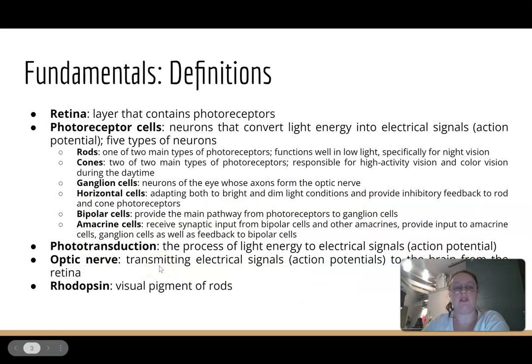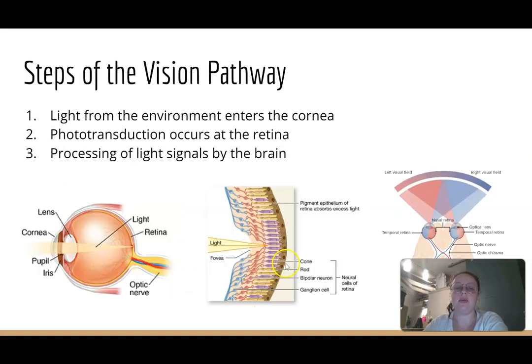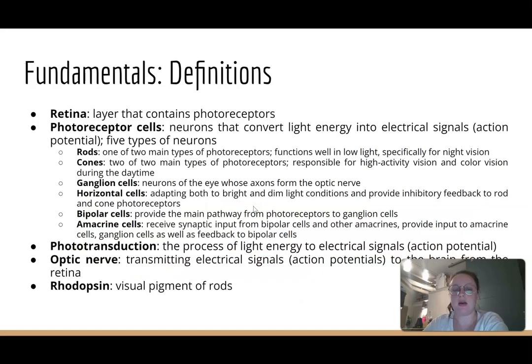Next, we have our horizontal cells. These adapt to both bright light and dim light conditions, and they provide feedback to our rods and cones. They're not depicted on this image, but they will be in images to come.